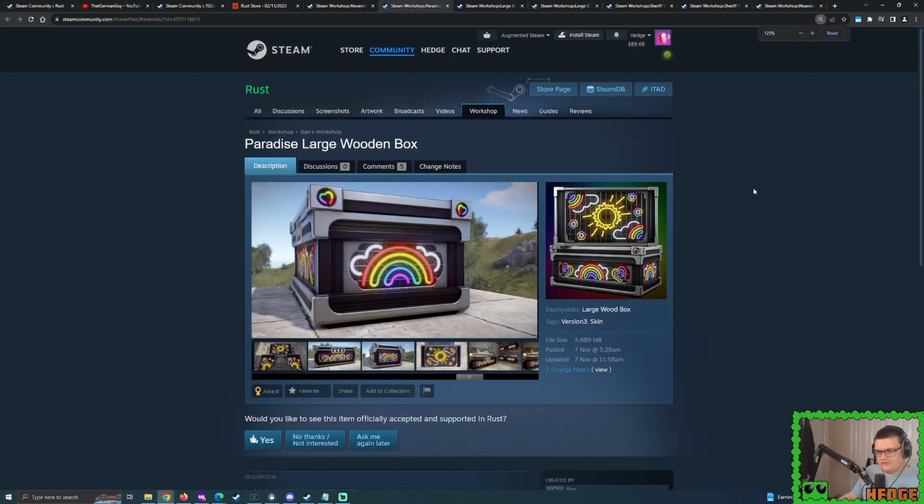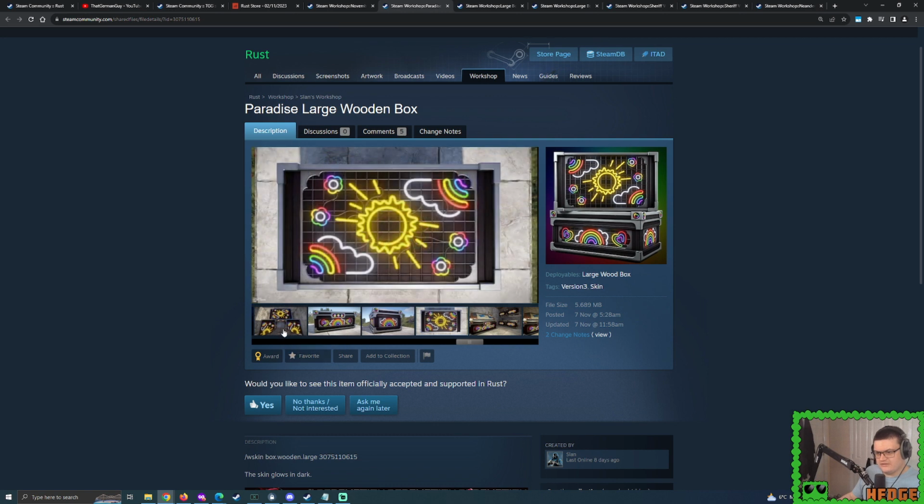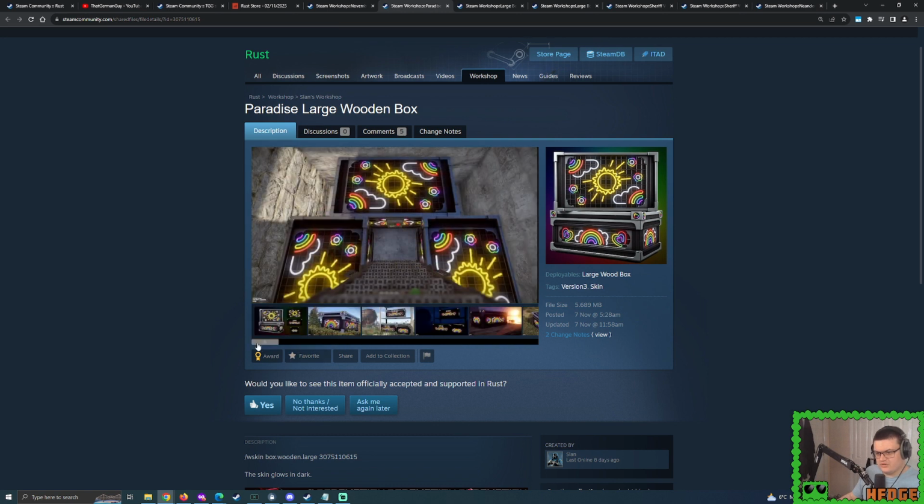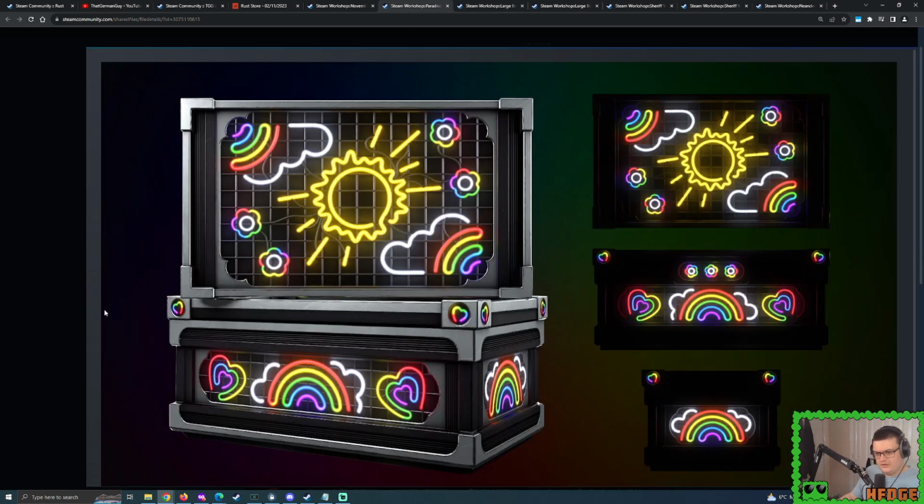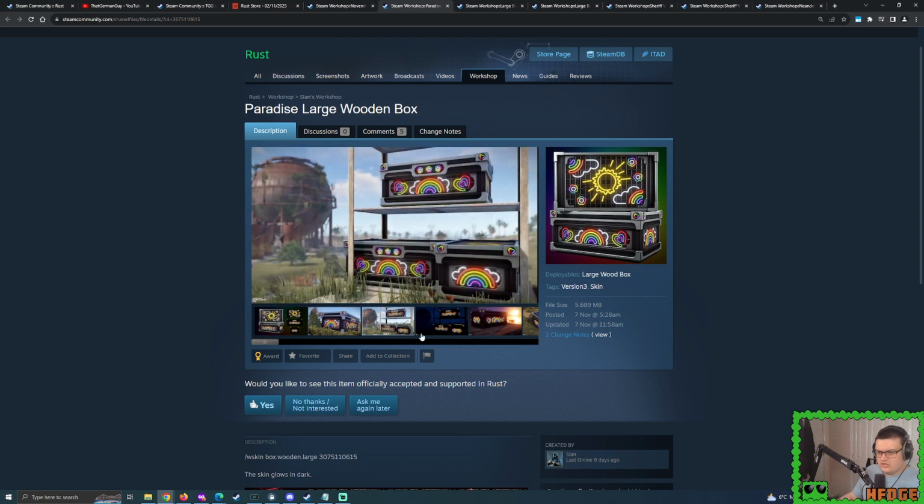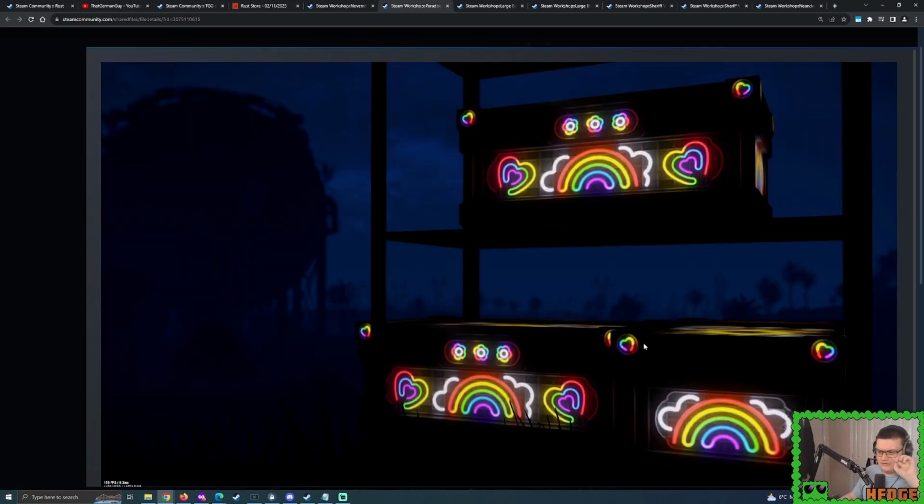Let's go take a look at the likes of the Paradise Large Wooden Box. Get a good look at this. This is made by Slanosta. He's still on a break from the likes of his Redemption collection. Well, yeah, go look at this. He's getting extra nice and colourful. Are you not very happy? A little bit depressed? Do you need more colours in your life? Well, get a good look at this Paradise Large Wood Box.